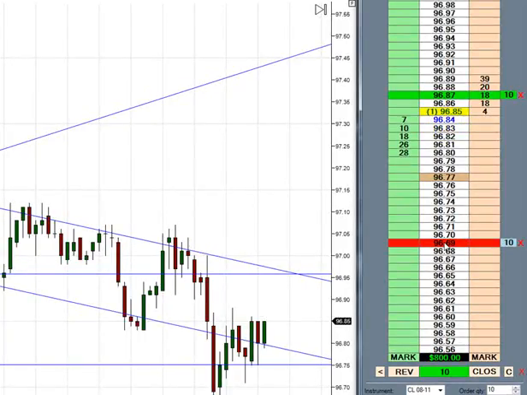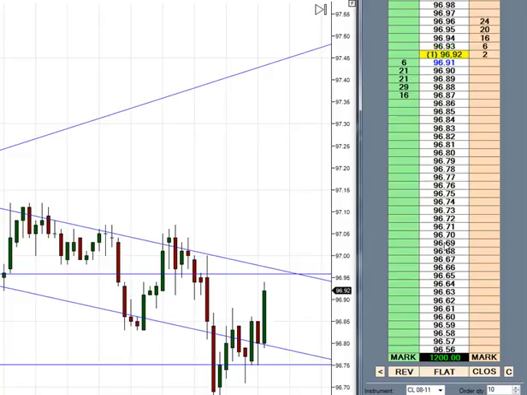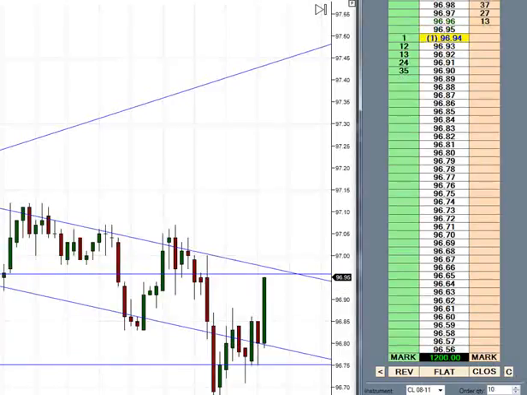Here it is. We should break the top level of this red candle. Got one more tick. Boom. There it is. Look, we even got two extra ticks of slippage, so we're up 1,200 on that. So yeah, that was a nice pop.